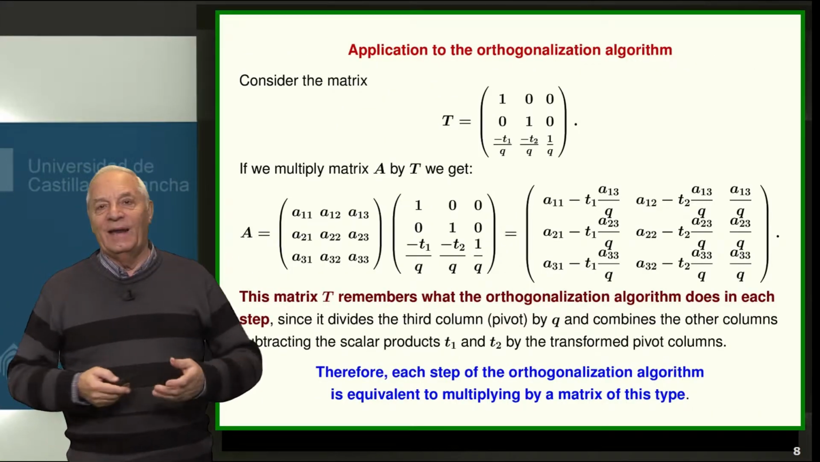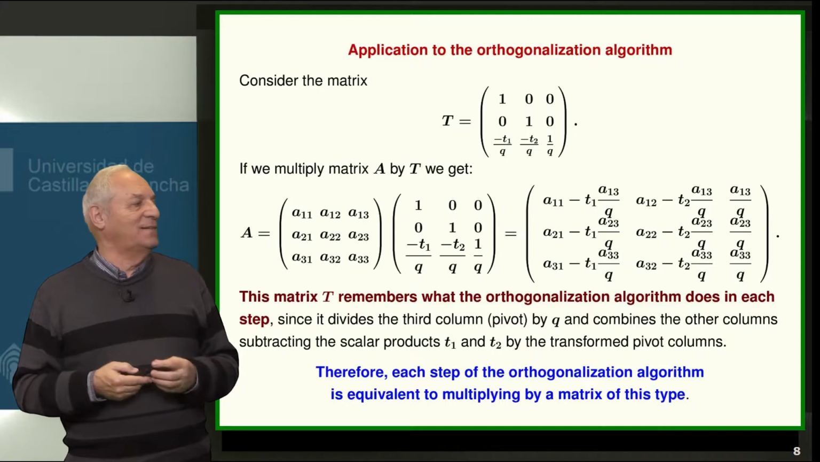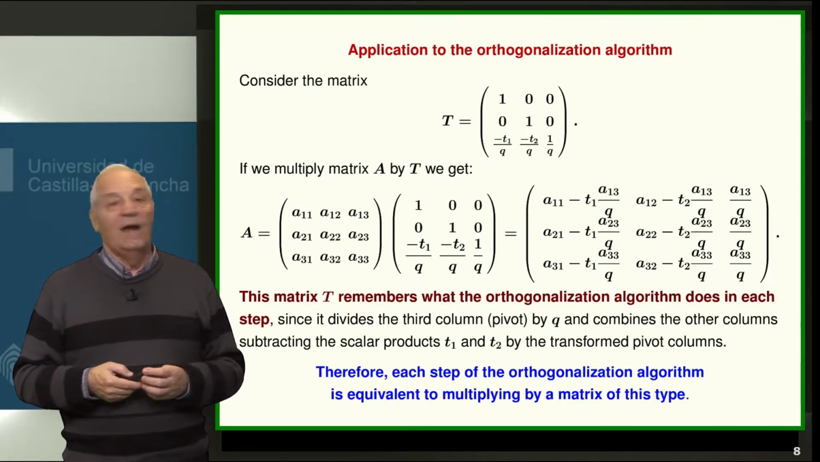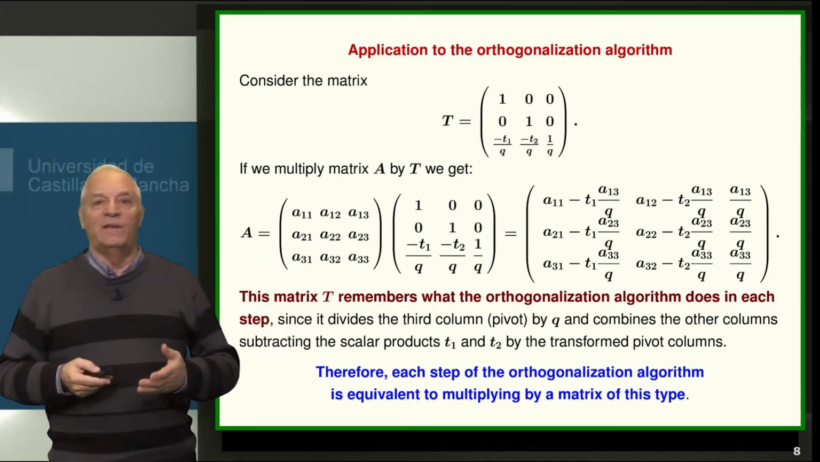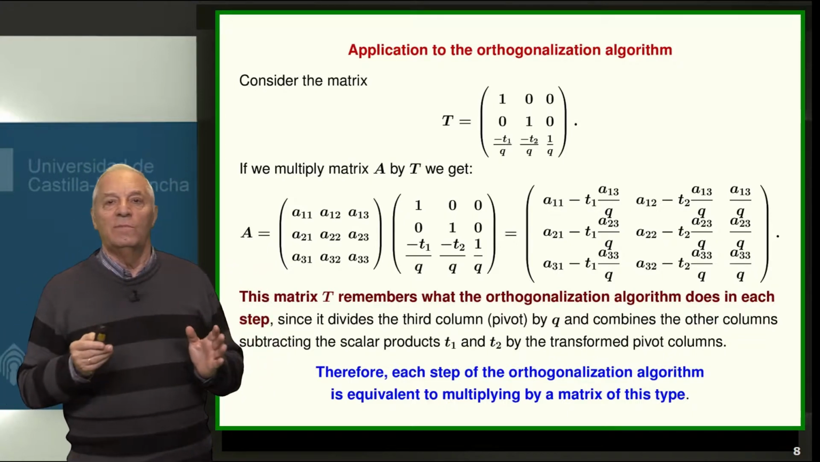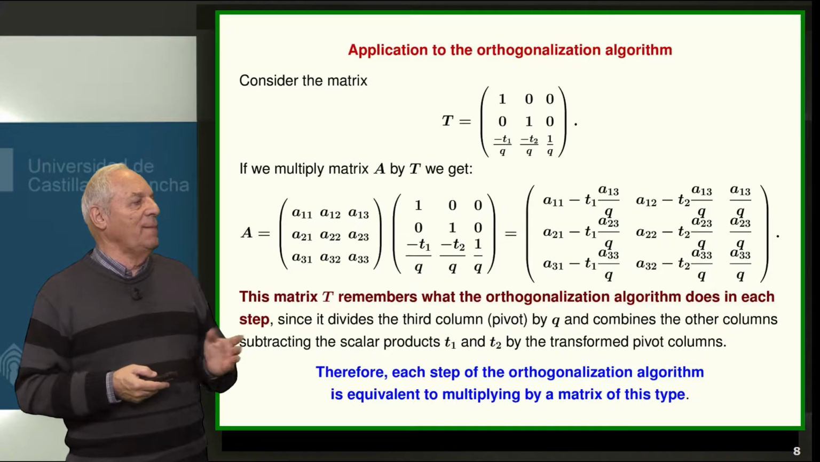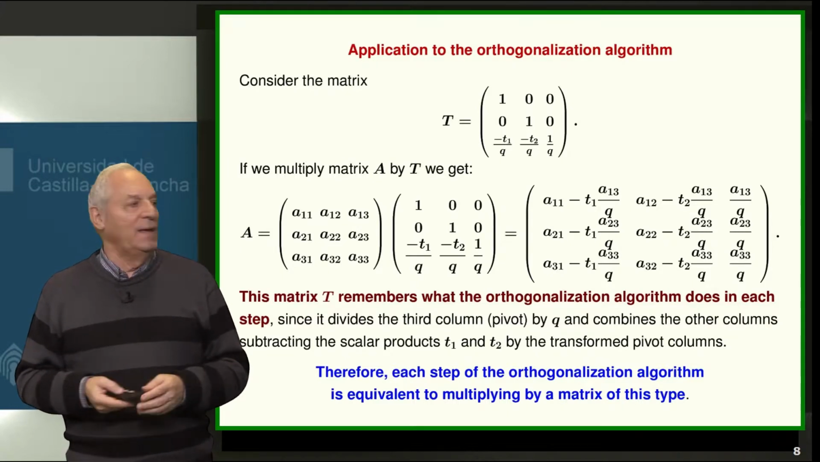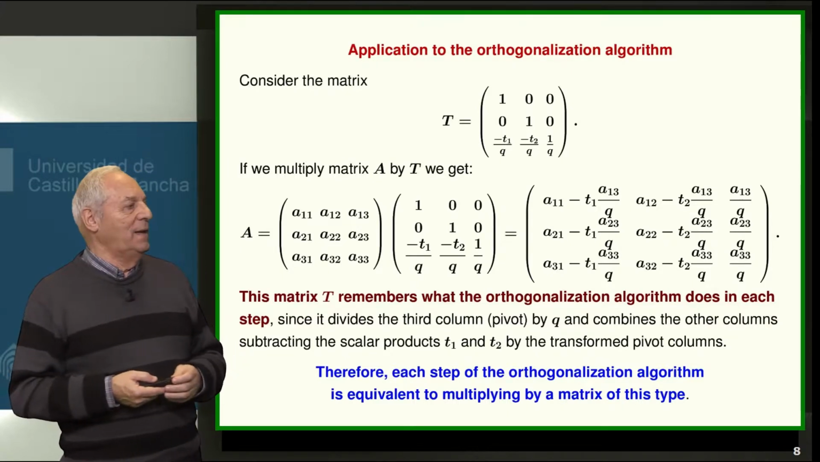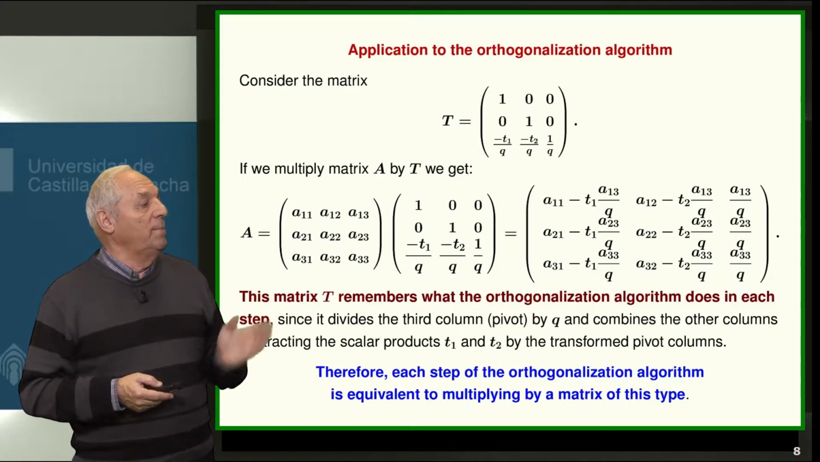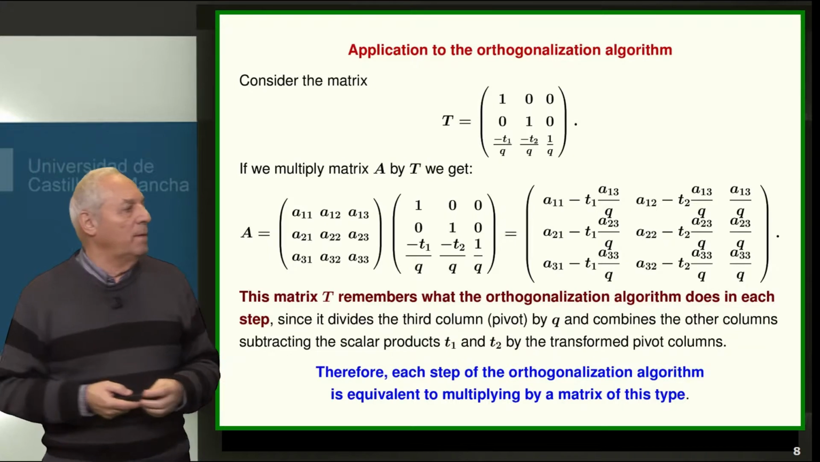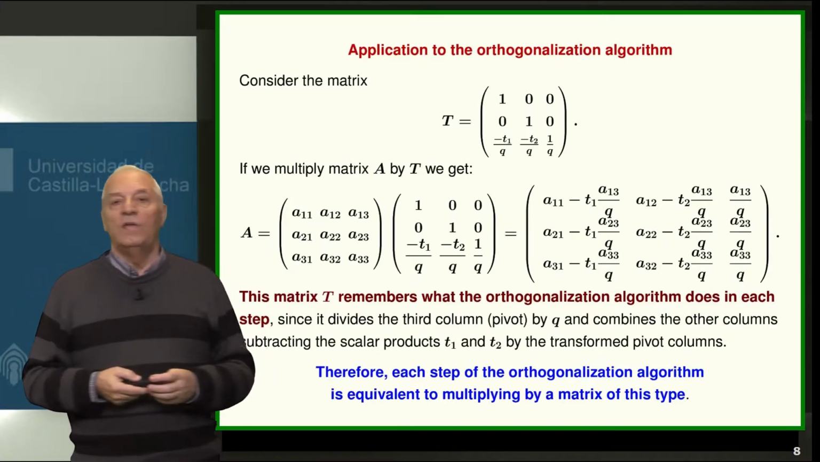We are going to apply these ideas from the elementary matrices to the case of the orthogonalization algorithm. We are going to consider a matrix. We'll see later why this matrix. This matrix T is an identity matrix, in which the last row vector is replaced by the vector minus T1 divided by Q, minus T2 divided by Q, and 1 divided by Q.